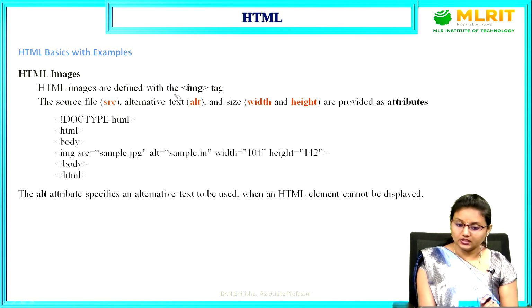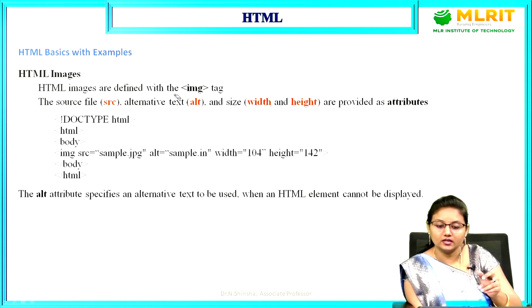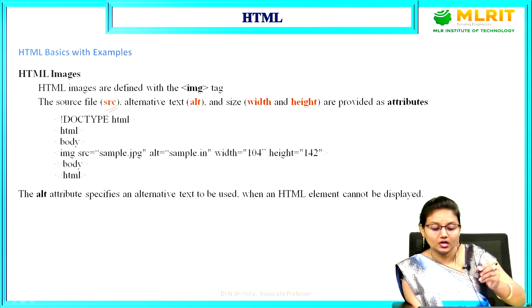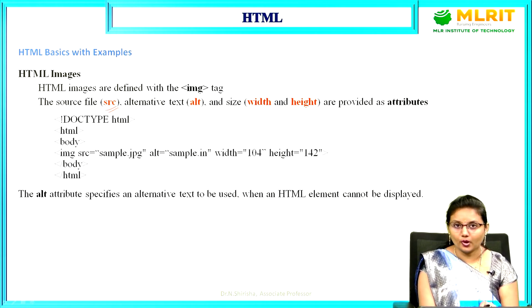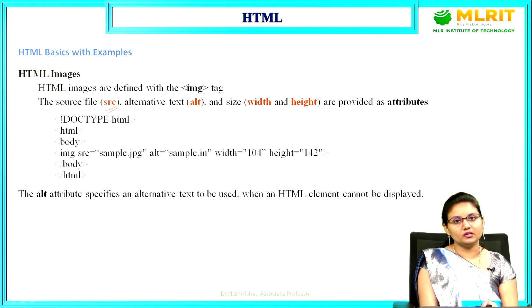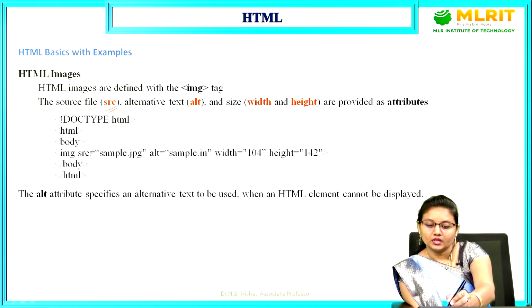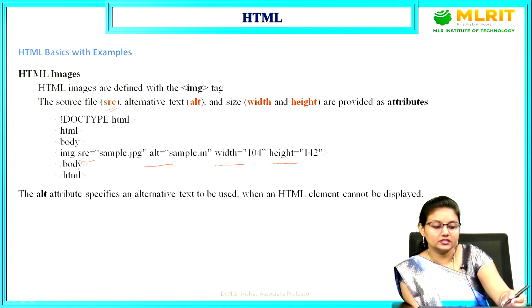So when you are using the source file, src is nothing but source here. See, every tag has several attributes. We have to define the properties. Like if you take a human being, what is his height, what is his weight, what is his color, all that are nothing but the attributes of a human. In the same way, you will have attributes for the tags that we are going to use. So what are those? Image tag has source, alt, width, height as attributes.